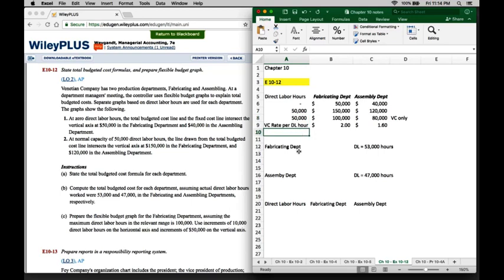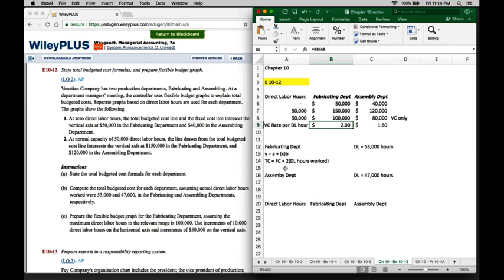So for the fabricating department, if I had to write this as a formula, think back to your algebra class, whether it was in middle school, high school, college algebra, wherever you learned this, the formula is y equals a plus bx. Y is the total cost, a is the fixed cost, x is the direct labor hours worked, and the multiplier b is 2, and that's the rate that we have over here.